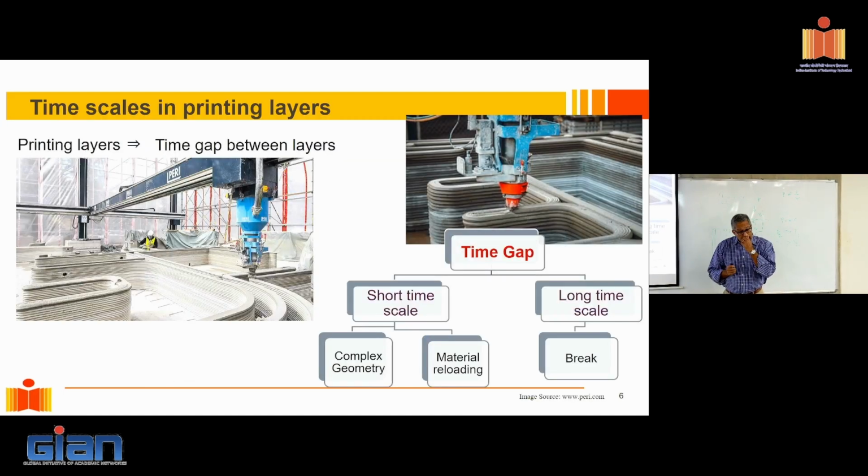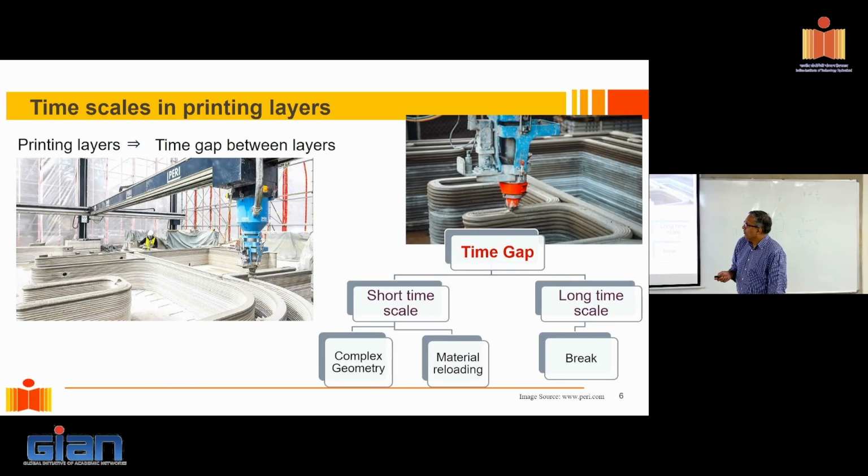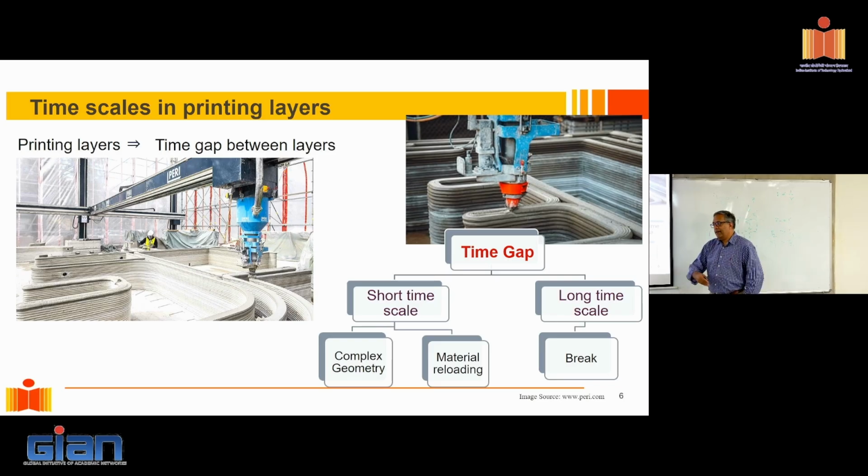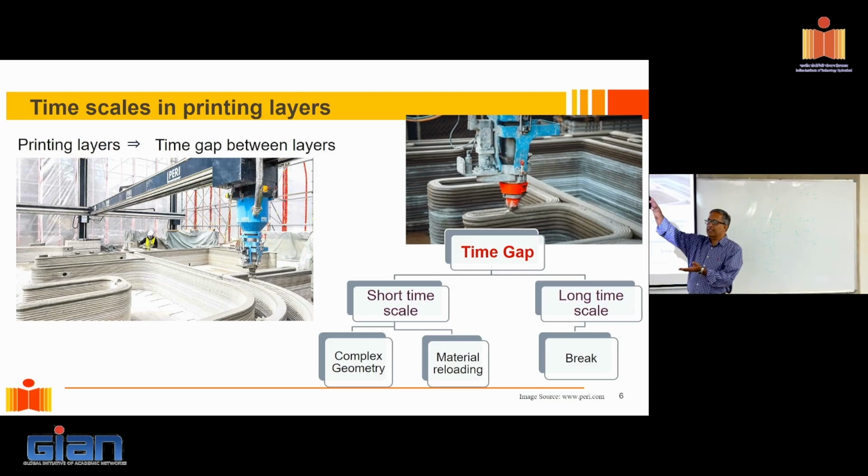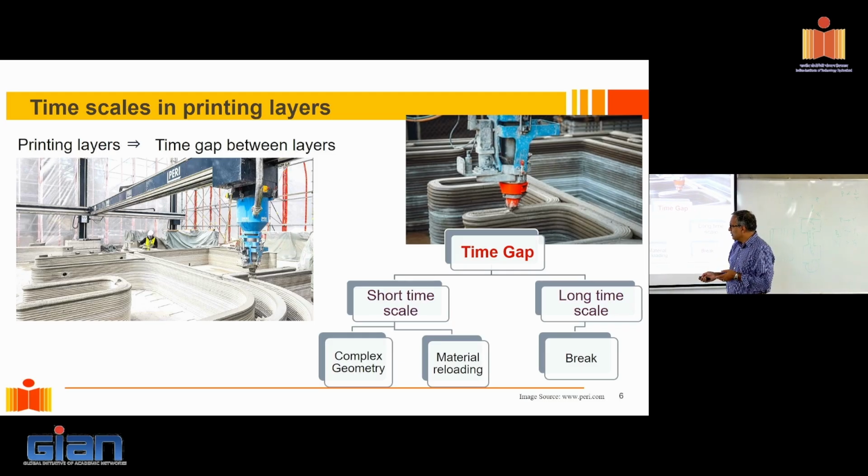So now there are also other issues that come up. When we're printing layer by layer, there's also a time gap between the layers. If you look at time gaps, you can identify two different scales. One is a short time scale, the other is a long time scale. Within the short time scale, we can have a gap between the first layer and the second layer. That depends on the geometry and the speed with which the nozzle is moving. And that could vary on the order of a few seconds to a few hundred seconds. That's the typical time gap that you get.